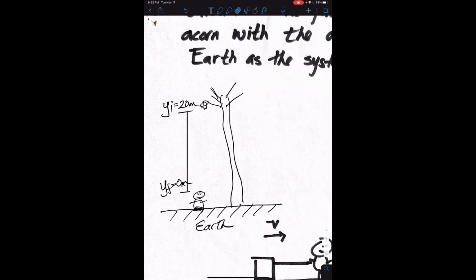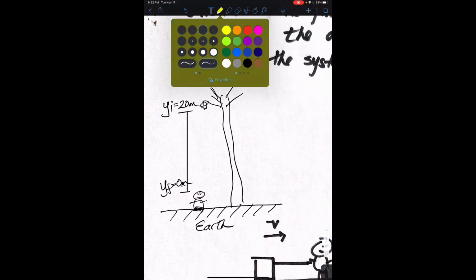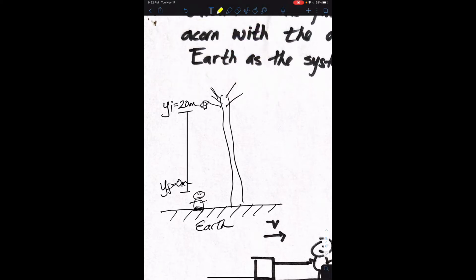Okay, so now our system, let's go ahead and write that in. Let's use that yellow marker. Our system is going to be the acorn plus the earth. So it's going to be this, and dotted line the word earth into it. Okay. And this acorn is going to hit the person in the head.